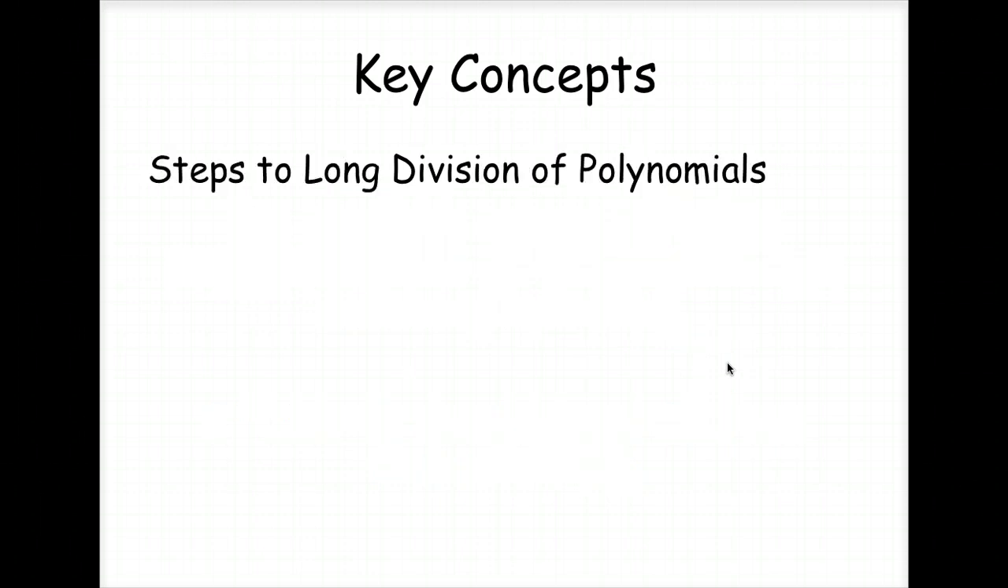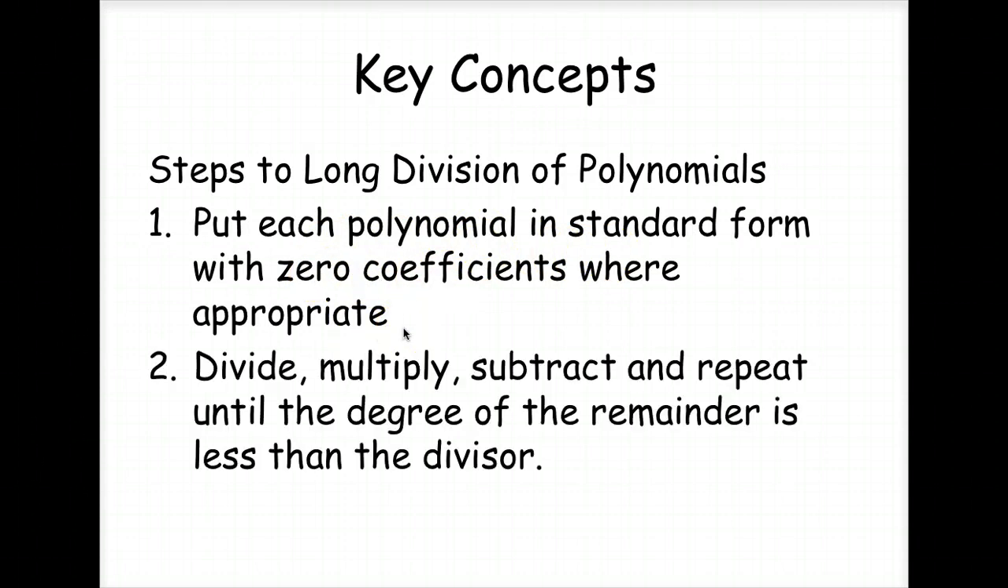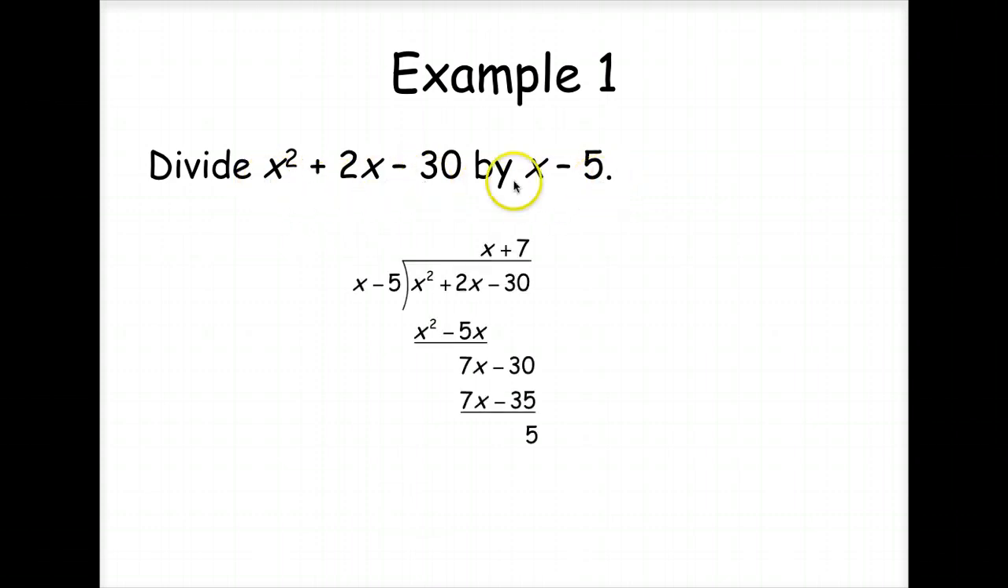Let's take a look. First of all, the steps to long division: you're going to put each polynomial in standard form with 0 coefficients where appropriate. Then divide, multiply, subtract, and repeat until the degree of the remainder is less than the divisor. Looking at this problem, we're going to divide this polynomial by this binomial. So x minus 5 goes into x squared plus 2x minus 30.